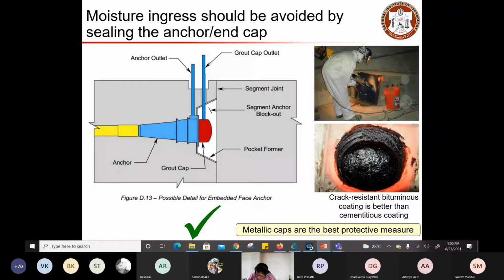At this end, you are going to use the metallic cap. When you use a metallic cap, you also provide some form of coating at the end. In this case, it has used a crack resistant bitumen coating, which shows better performance than your cementitious coating. So when you provide metallic caps and also a crack resistant bitumen coating on top of it, that will serve better compared to your cementitious coating.